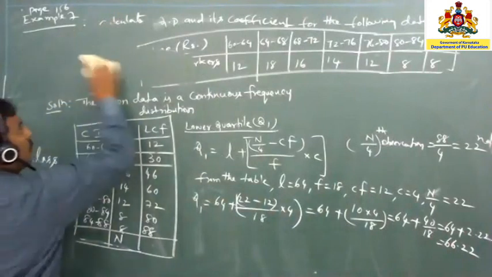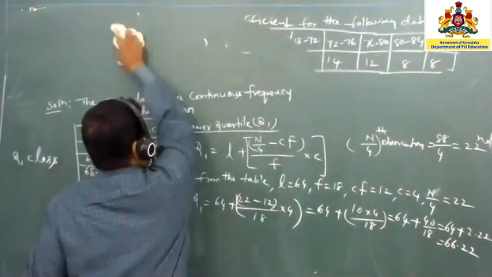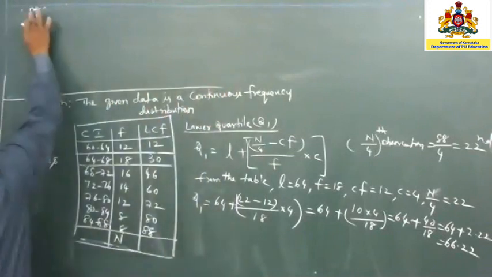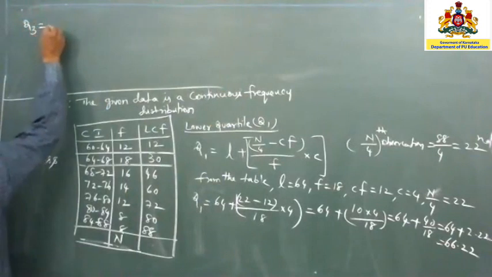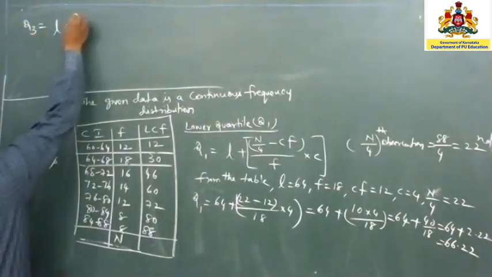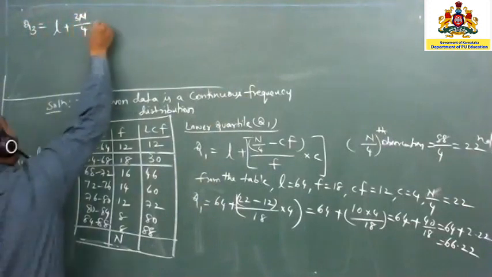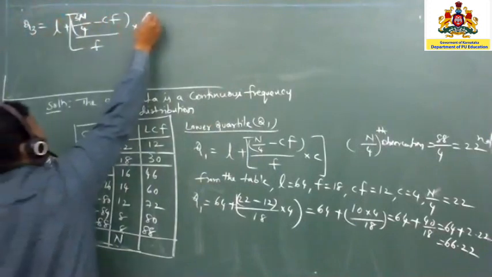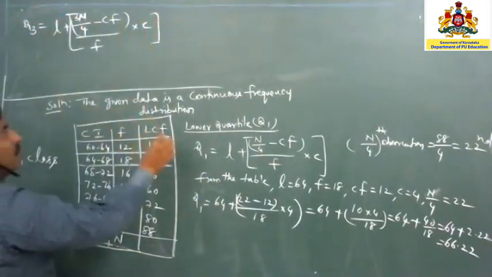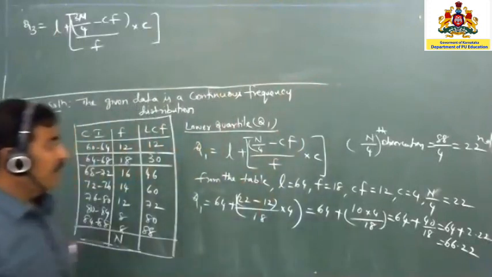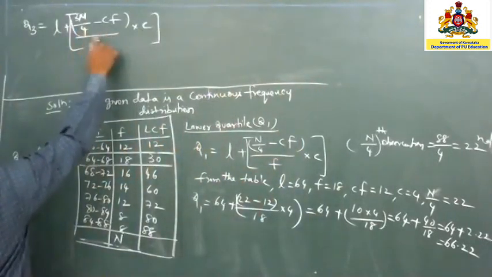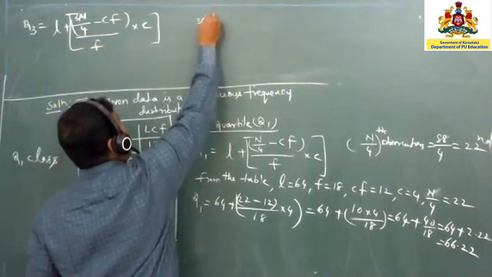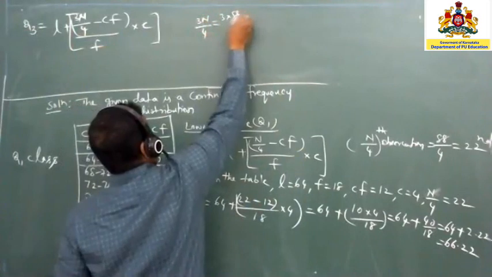Here I'll erase the sum. Continuation. Then Q3 equals the formula L plus 3N by 4 minus CF by F into C. First find the factor 3N by 4. The observation is 3 into 88 by 4.